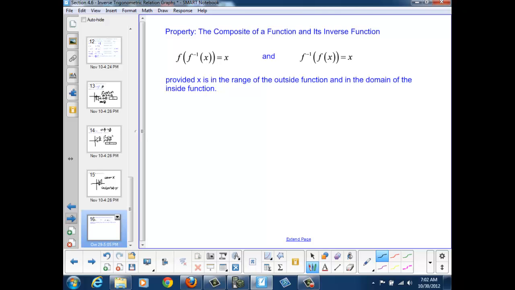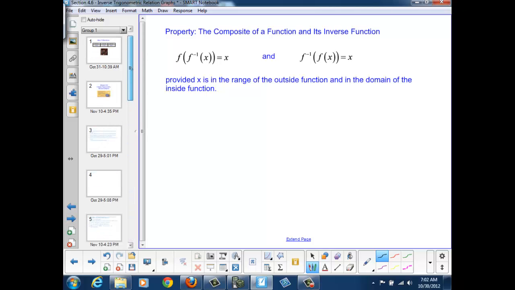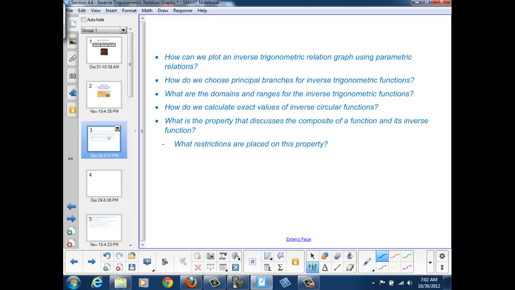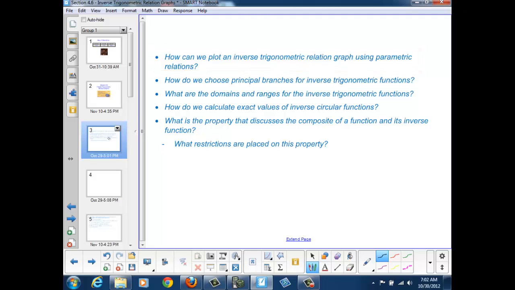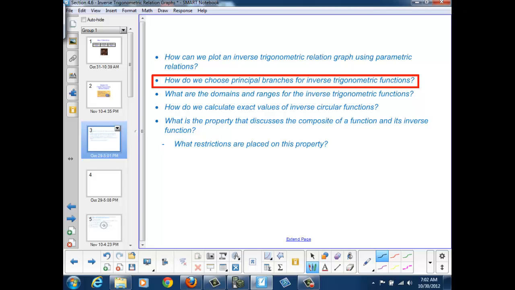All right, let's recap what we've learned over the last two videos. How do we plot an inverse trigonometric relation graph using parametric relations? Well, we take the original function, sine or cosine, and instead of placing that in the y line of our parametric function, we place it in the x line, and in the y line we place the parameter, t. How do we choose principal branches for the inverse trigonometric functions? Well, we have our 5 criteria.